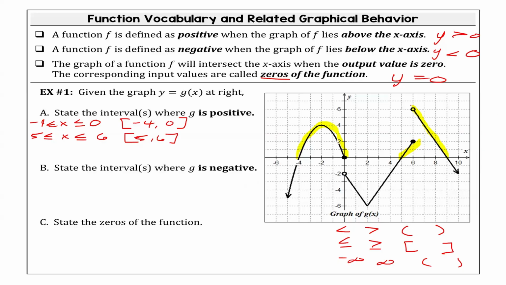Our last interval, notice here at 6, it's a what circle? Open. Is it defined? No. So we're at 6, and we stop at 9. So we're at 6 strictly, and we're equal at 9. So this time it's going to be a parenthesis 6, bracket 9. Do we see the difference?